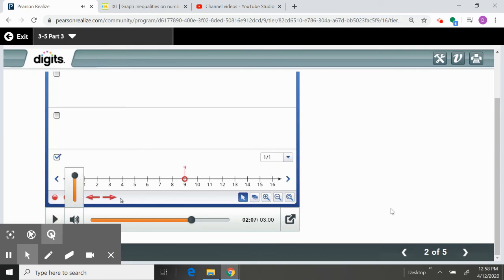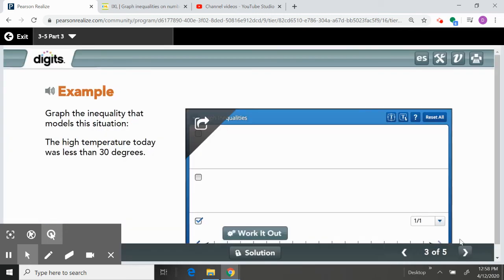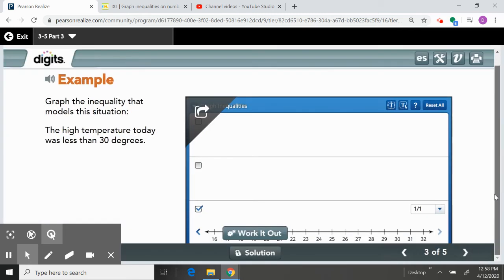Okay, I'm just going to pause it right there because we don't really need to see beyond that for what they're going to show us in the rest of the lesson. So I'm going to go right to the next part, part 3. Part 3, they give us a situation and expect us to graph it on one of these number lines.